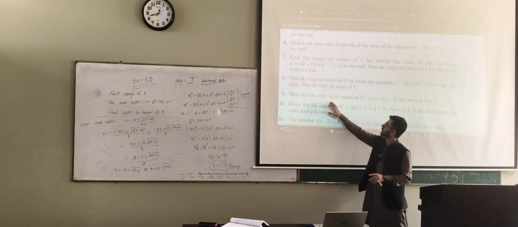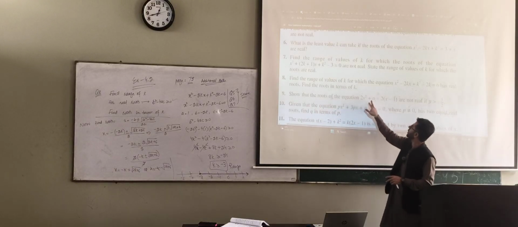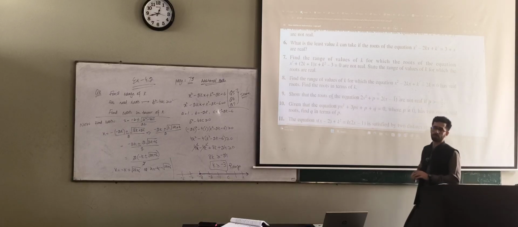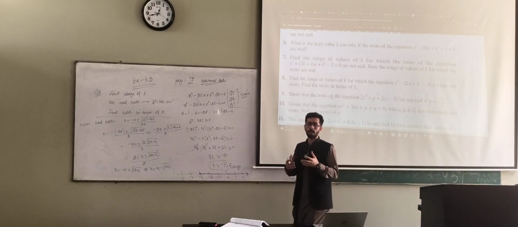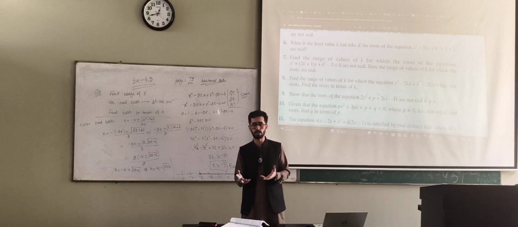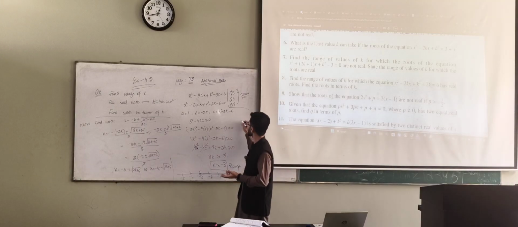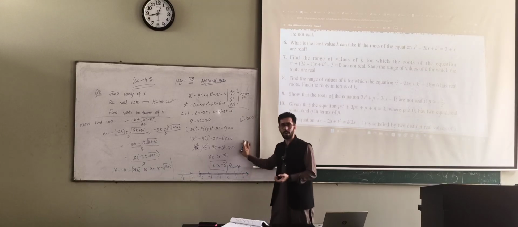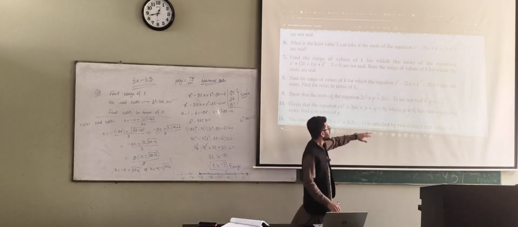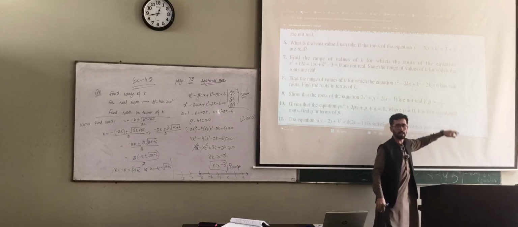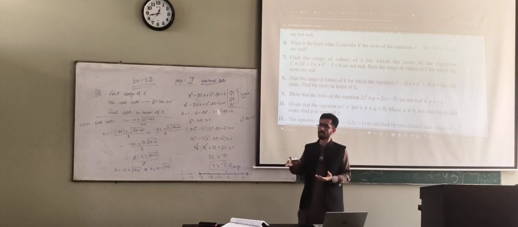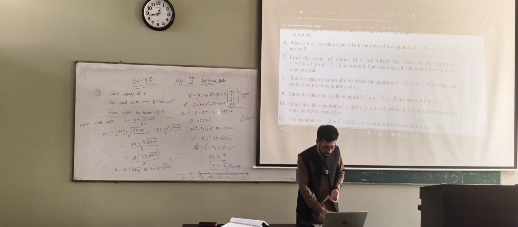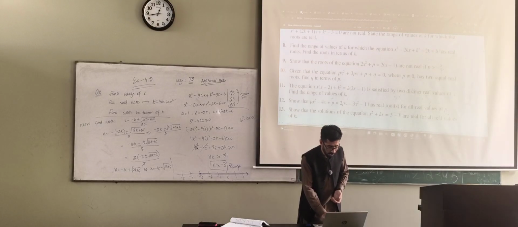Look at question 9. It says to show that the roots of the equation are not real if p is bigger than negative 3 upon 2. So you will take the condition of non-real roots. Non-real roots means b square minus 4ac less than 0. You simplify this and your end result would be p bigger than minus 3 upon 2. So you just take the condition, you simplify it, and you will deduce that p is really bigger than negative 3 by 2.